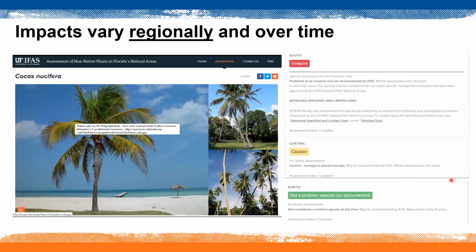It means it hasn't met all the criteria to be considered invasive, but you should probably not use it in your landscape because there's some caution to be raised. Whereas in the North, it's not. So this varies. Again, whether or not something's invasive is spatially specific to an area.